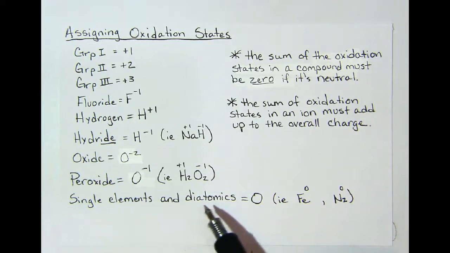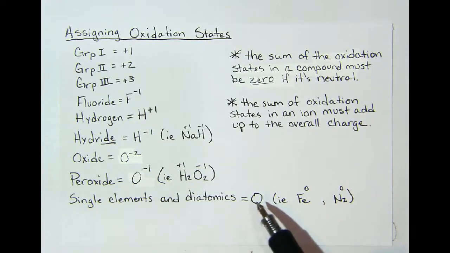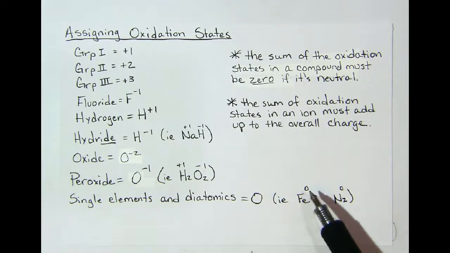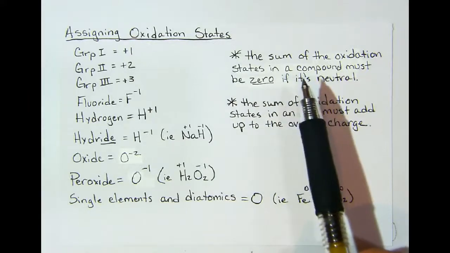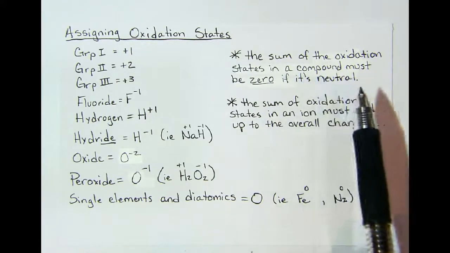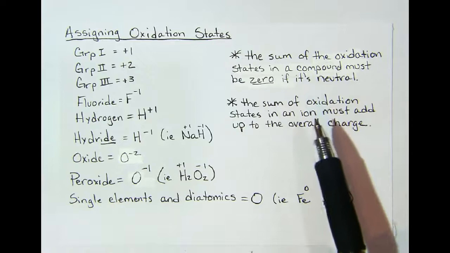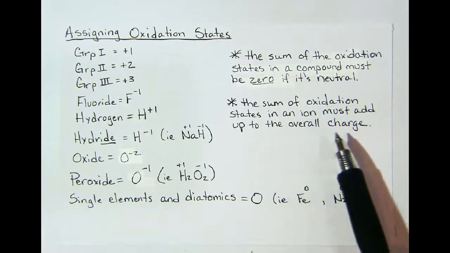Single elements and diatomics equal 0. So you're going to just give them a little 0 above them because they're neutral. The sum of the oxidation states in a compound have to be 0 if it's neutral, and the sum of the oxidation states in an ion must add up to equal the overall charge.